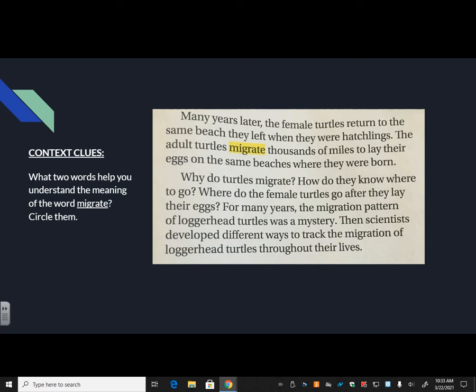So we're looking for two words that are going to help me understand the meaning of the word migrate because I do not know what this word migrate means. I mean, I do, but I'm going to pretend for this video that I don't. So migrate, let me look around it. It says the adult turtles migrate thousands of miles to lay their eggs on the same beach they were born on. Well, let me think.